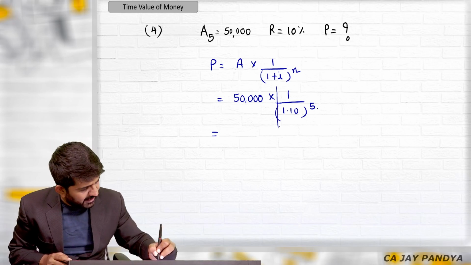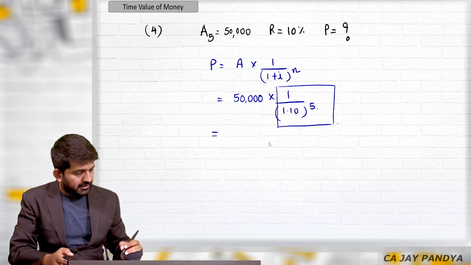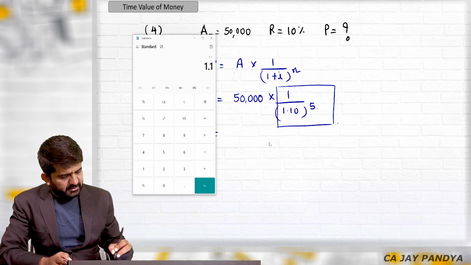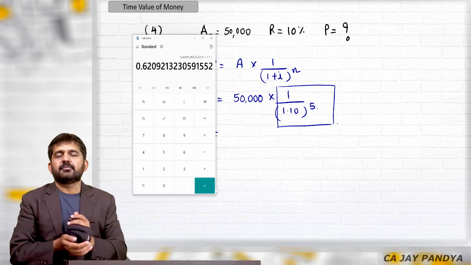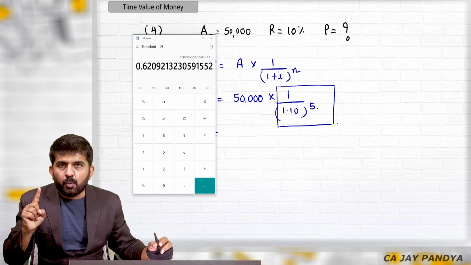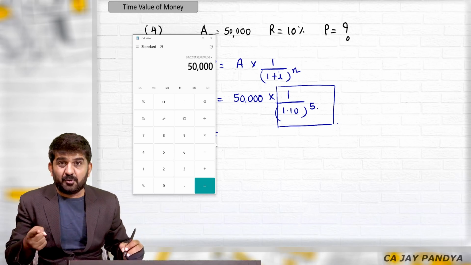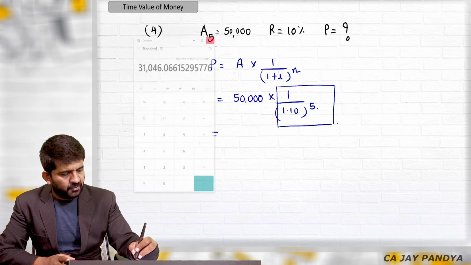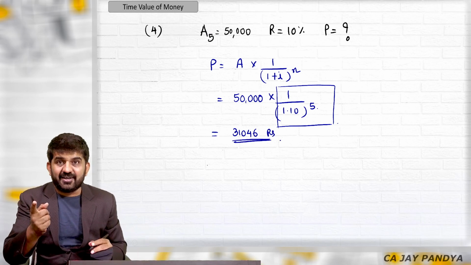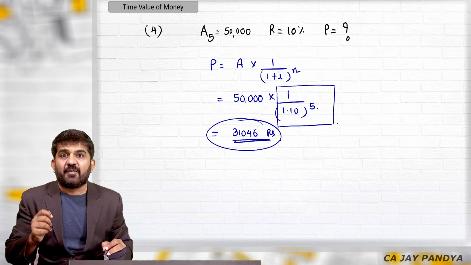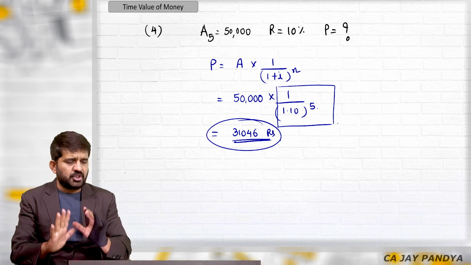How to find out the answer? I'll first find out this answer and then multiply it with 50,000. How to find out this answer? 1 divided by 1.10, equal to, raised to 1, 2, 3, 4, 5. This is my answer of 1 divided by 1.10 raised to 5, multiplied by 50,000. Most important, it is multiplied by 50,000. It is 31,046. What does it mean again? It means 31,046 rupees value today is equal to the value of 50,000 rupees after 5 years. This is what it means in finance.